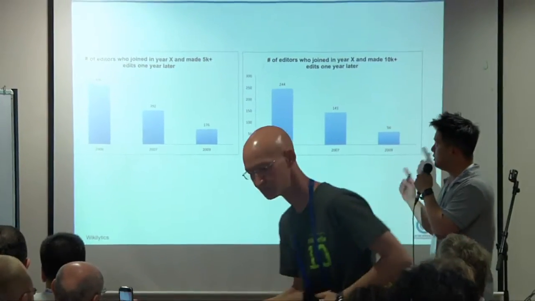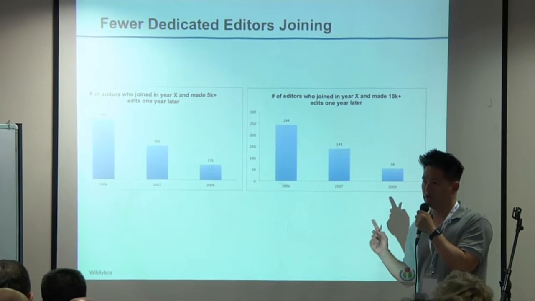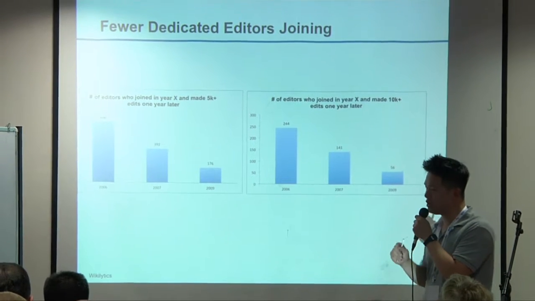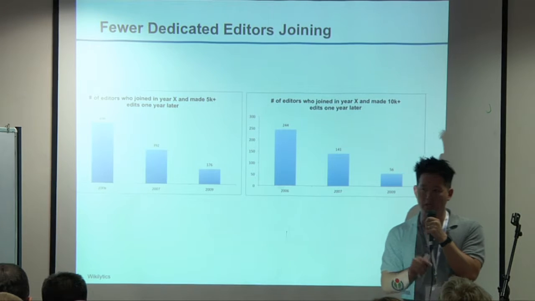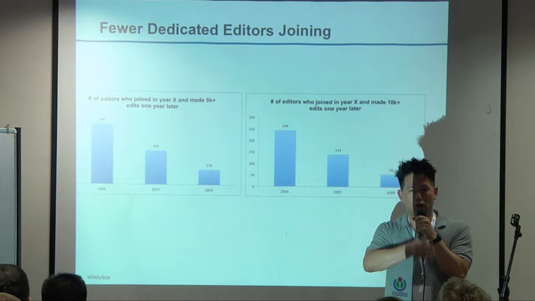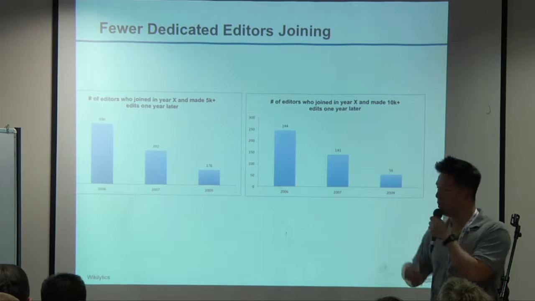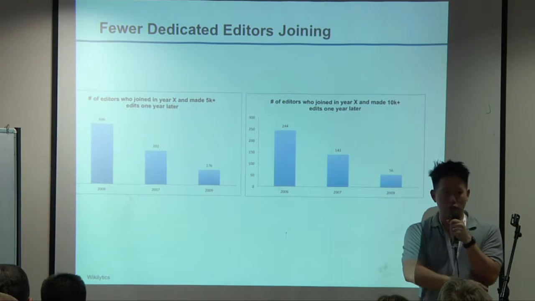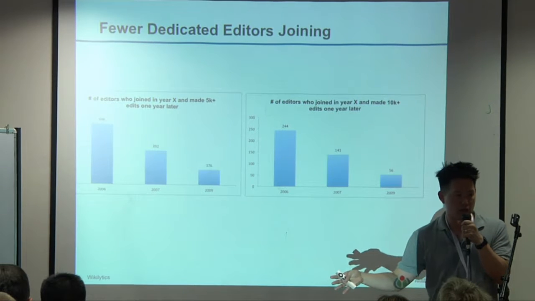Now, one thing that is actually not part of the editor trend study that I wanted to bring up is that when you take a look at the people that are joining Wikipedia, what we're finding is a decline across all bands of users. So people that edit just a little bit are declining as well as people that are editing a lot.